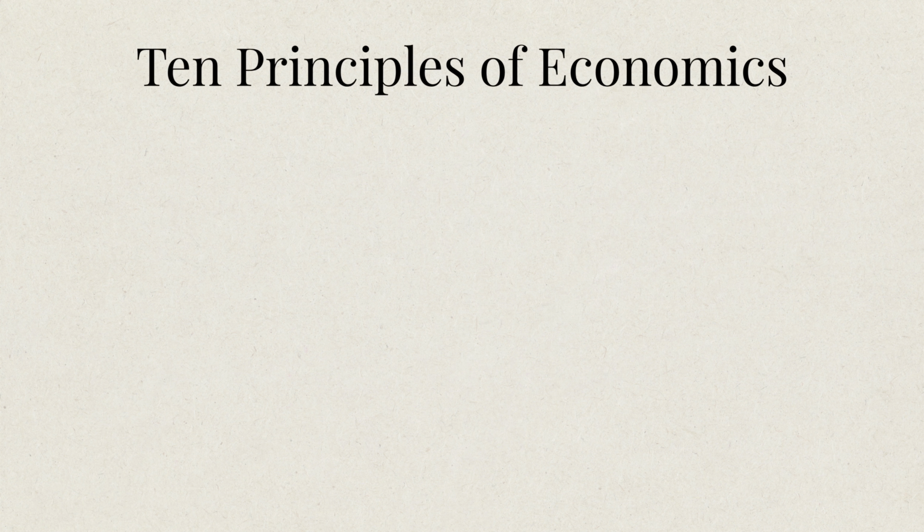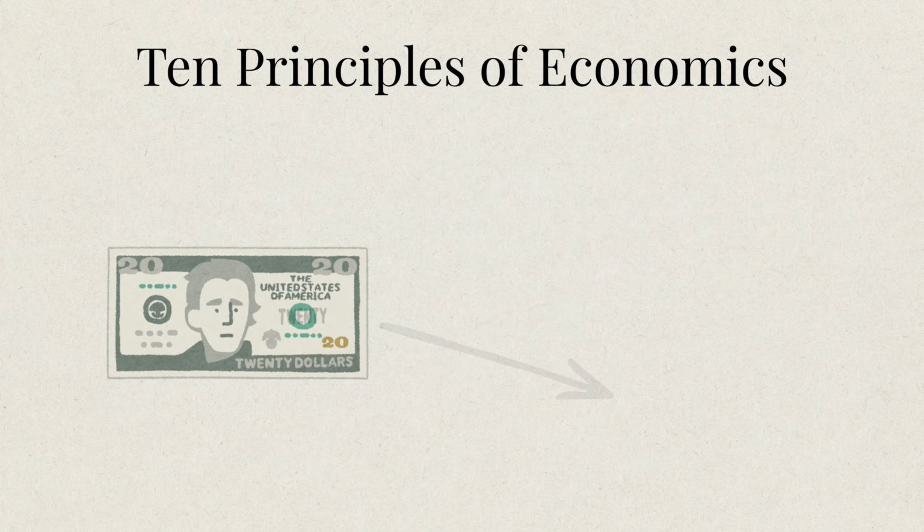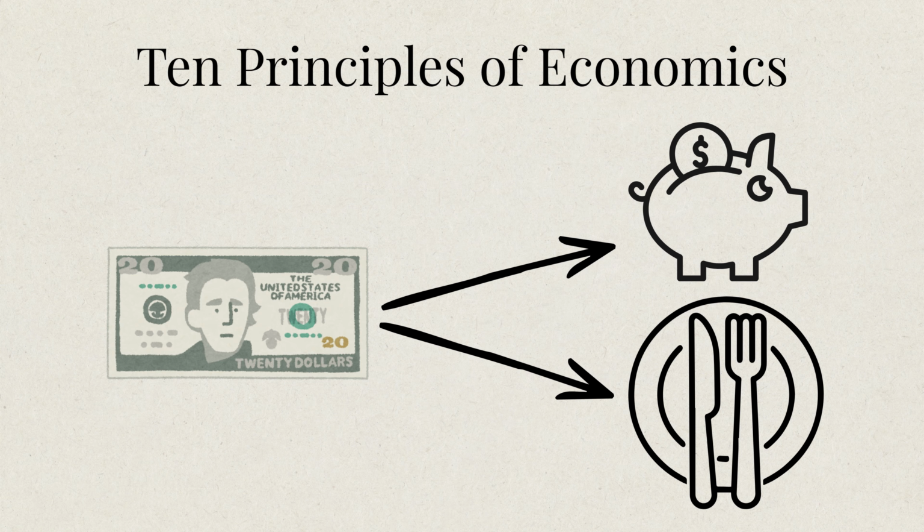In this first chapter, we will learn the 10 principles of economics. Imagine this, you have $20 in your pocket. You can either go out for dinner or save it for next week. That's a simple choice. That's economics. Economics is not just about money. It's about how we make decisions in a world where resources are limited.